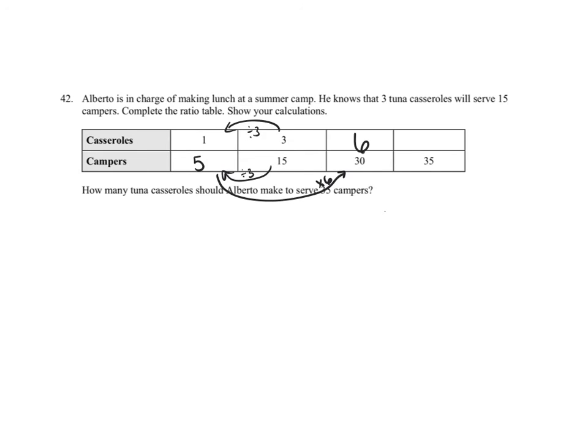So 1 times 6 is 6. So to get from 5 casseroles to 35, you would do times 7. So 1 times 7 will give me 7. So you would need 7 casseroles to feed 35 campers.